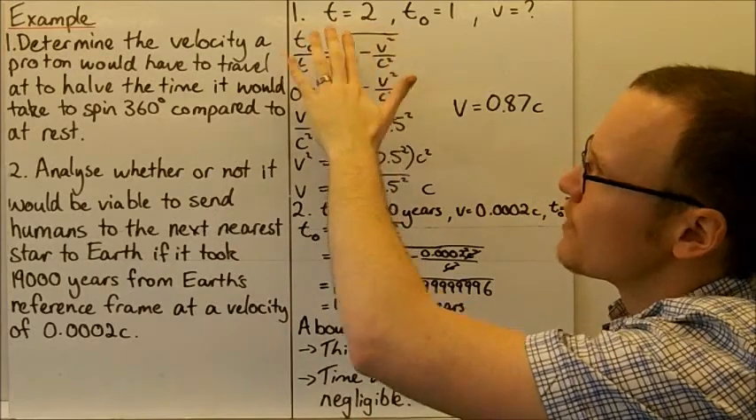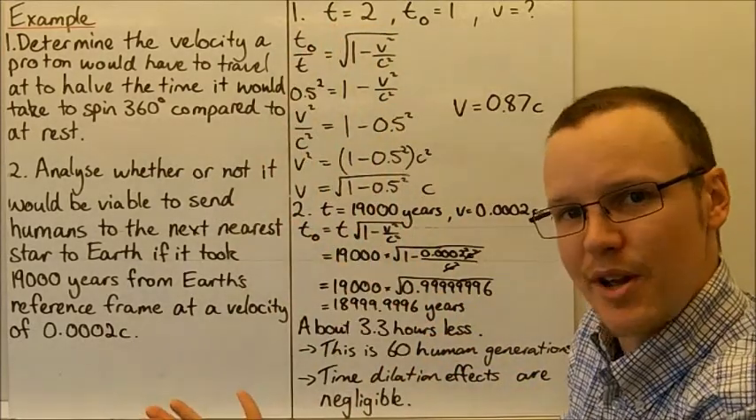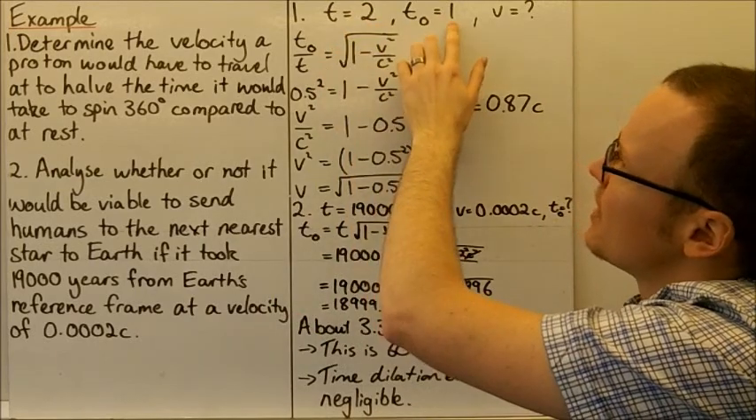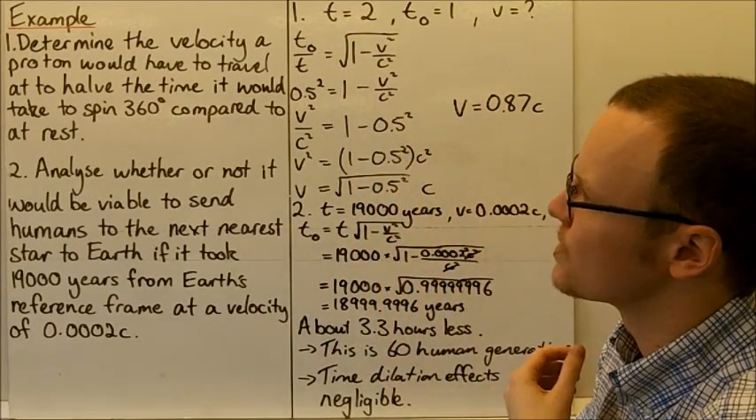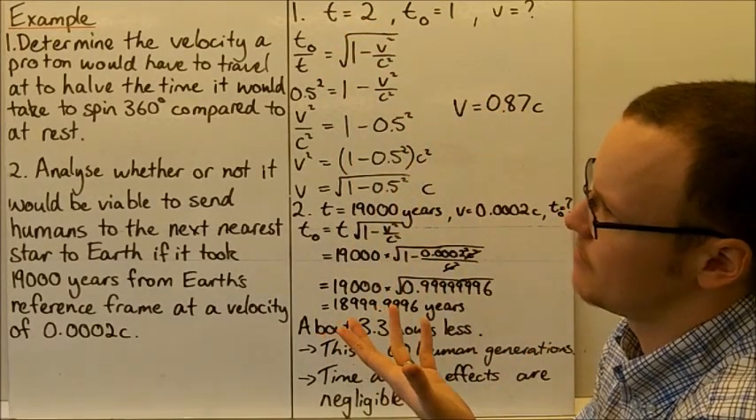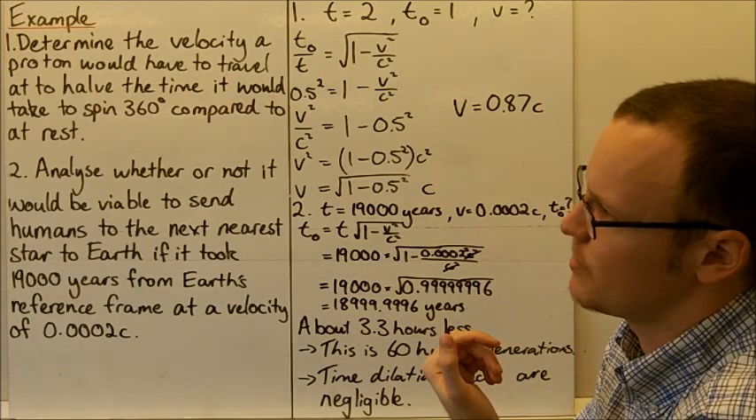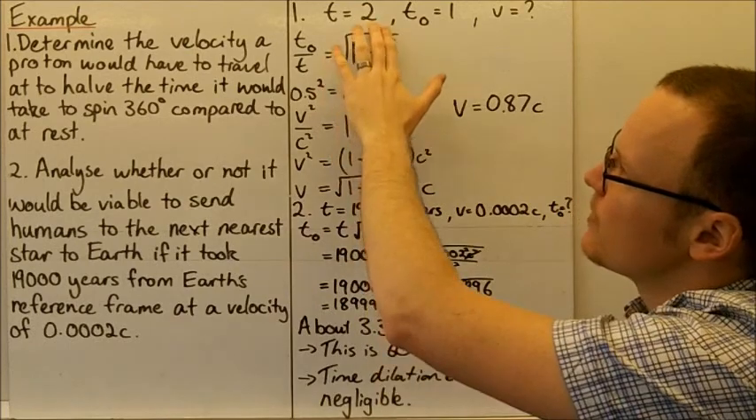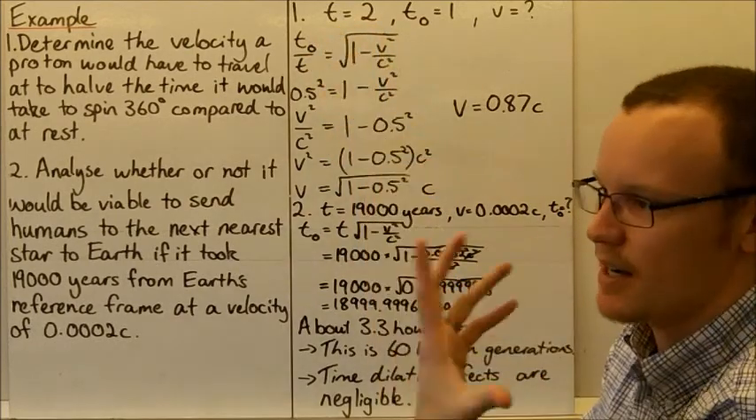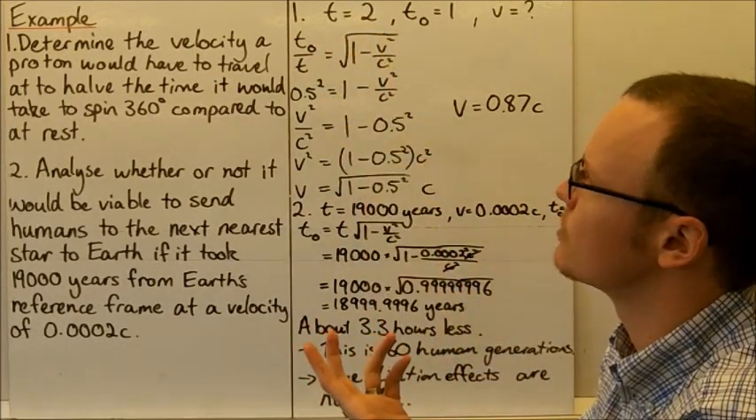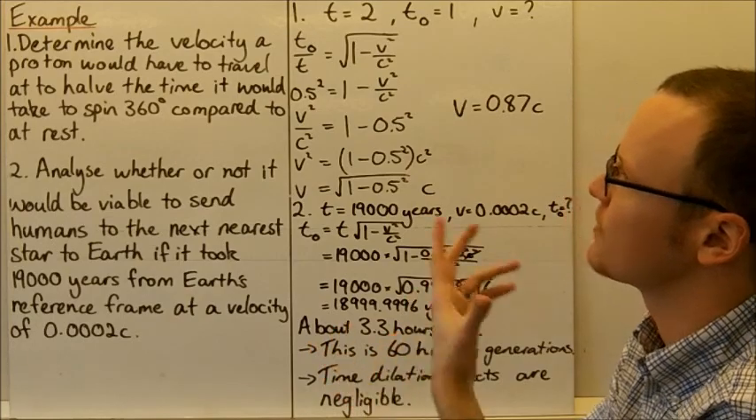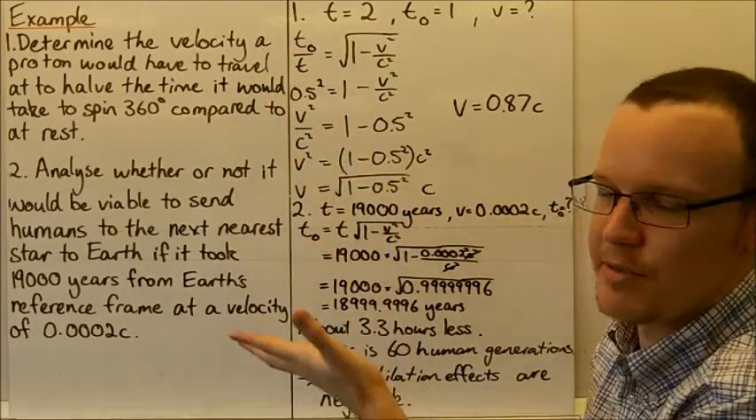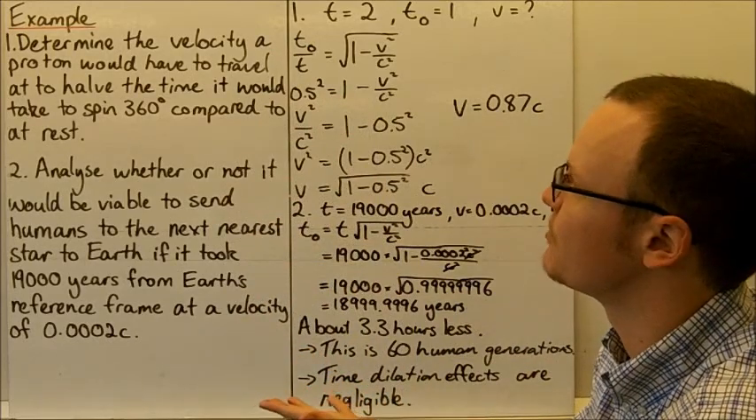So we've taken the time observed in the laboratory. The time is going to be twice the amount that it was if it was at rest, to travel half the time it would take to spin 360 degrees. Yeah. So if it was at rest, we would be measuring it to be going at half the speed. So the ratio between t0 and t is going to be 1/2, 0.5.